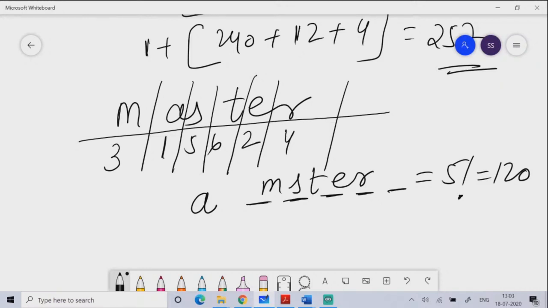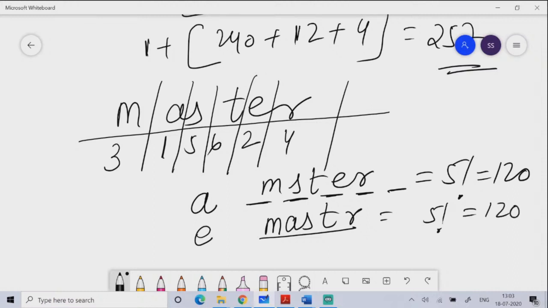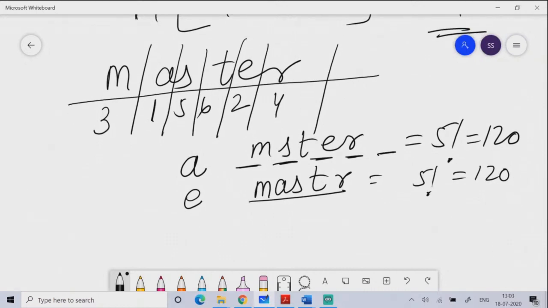After A in the alphabetical dictionary, E will come. With E, how many words can you make? That would be again 120. So you are done with A, you are done with E. Then after A and E, which letter will come? M will come. So you also want M in MASTER.